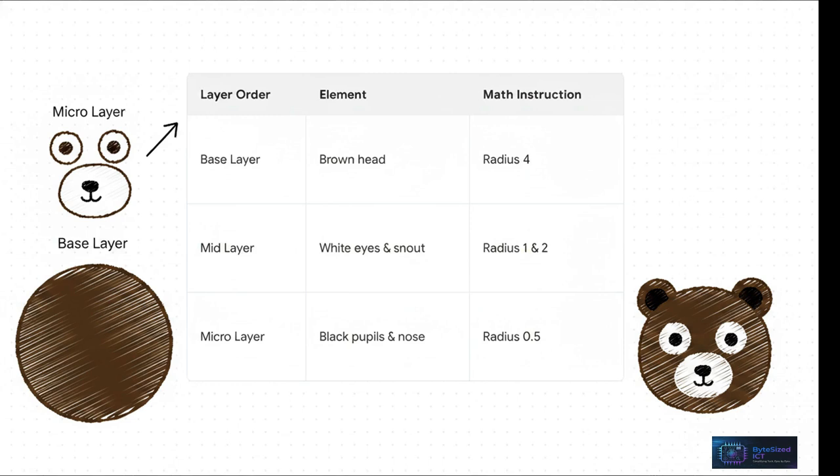So you lay down a huge base layer, say a radius of 4 for the head. Then you stack a mid-layer on top for the white eyes and snout. And finally, a micro-layer for the black pupils and the nose, using tiny fractions of a radius, like 0.5.